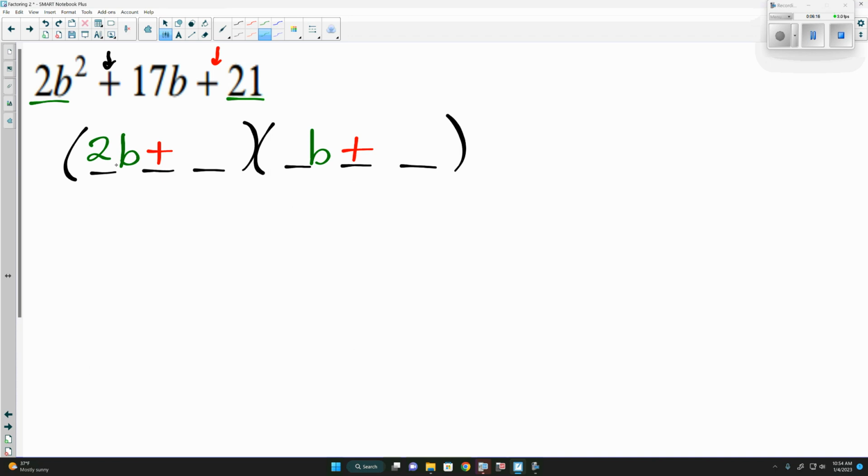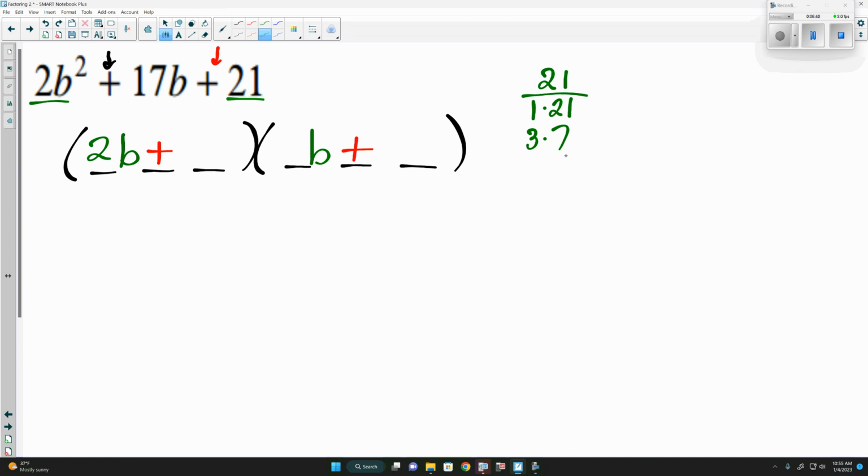Now 21, on the other hand, has 1 and 21 or 3 and 7. We have two different ones we could use. So when we have more than one, it's good to list them out so we can see them and go through and check them out. Any questions? Leah, you have a question? Let's focus up here.